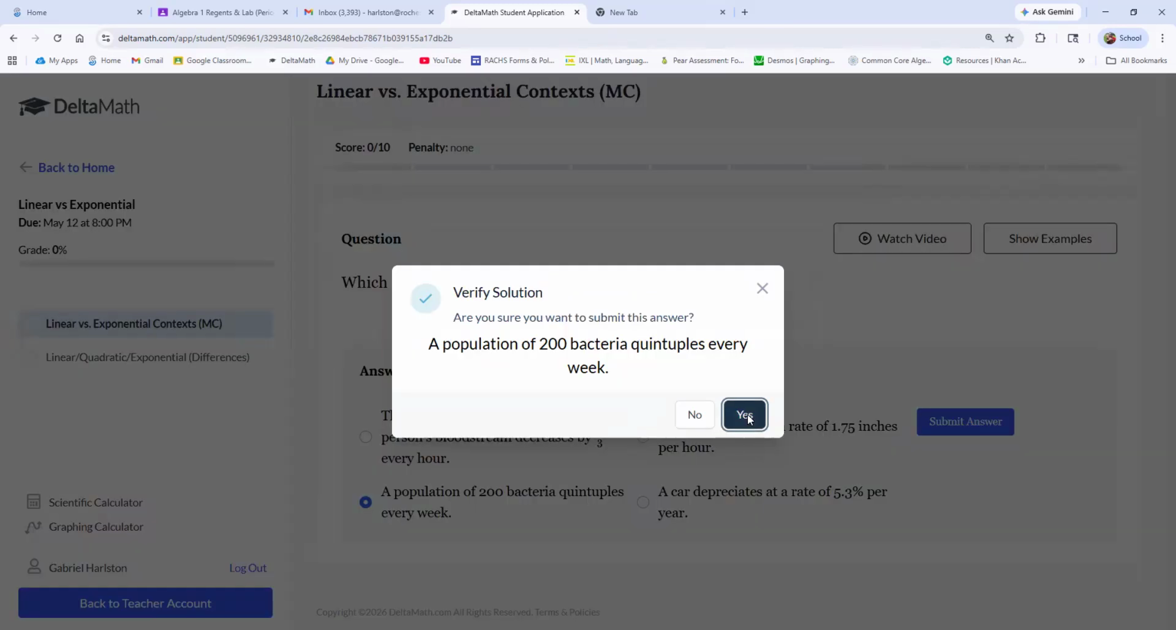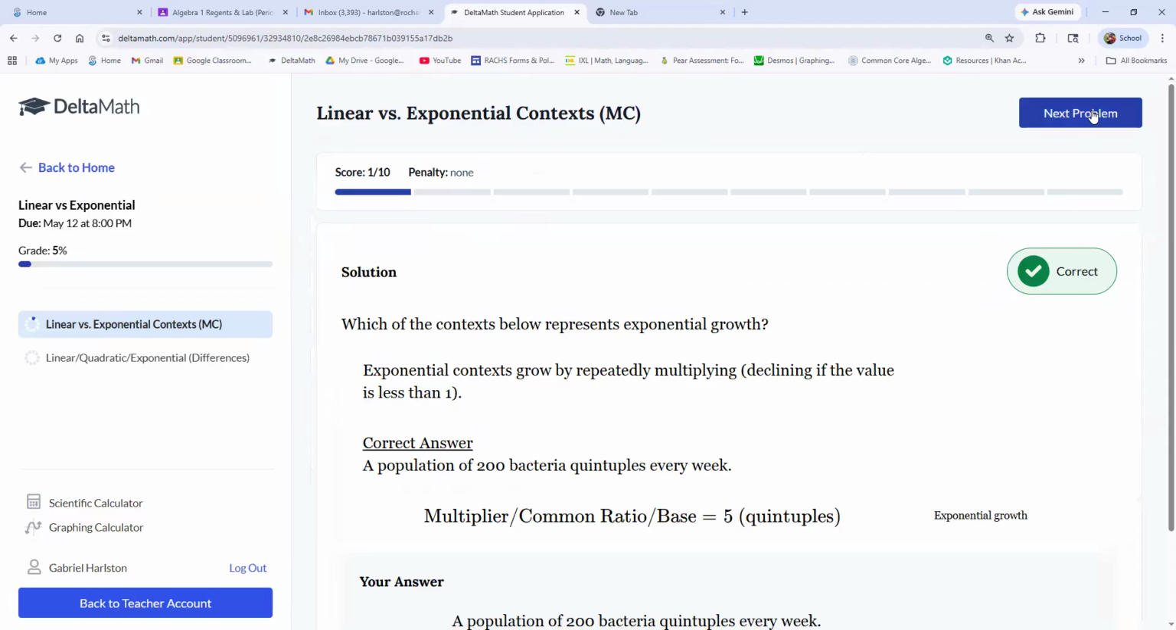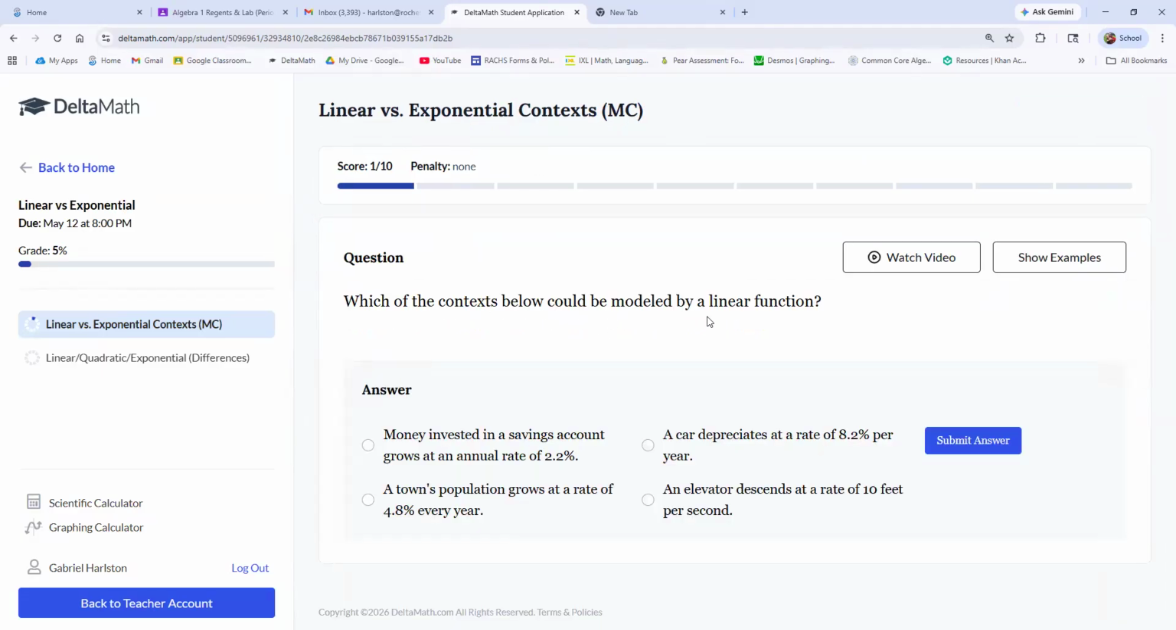Okay, let's keep it moving. All right, next one is, which one is linear? All right, so this first one is exponential, 2.2% annual growth. This one is also exponential, 4.8 growth. This one is depreciating by 8.2%, so that's also exponential, but it's decreasing. And this one is the linear. It's saying that it's going down by 10 feet per second. So every second we're losing 10 feet. So this will be your answer.